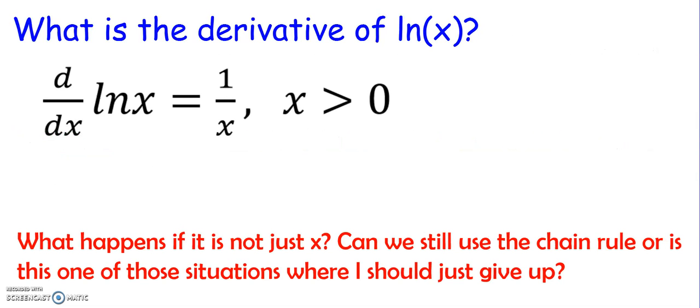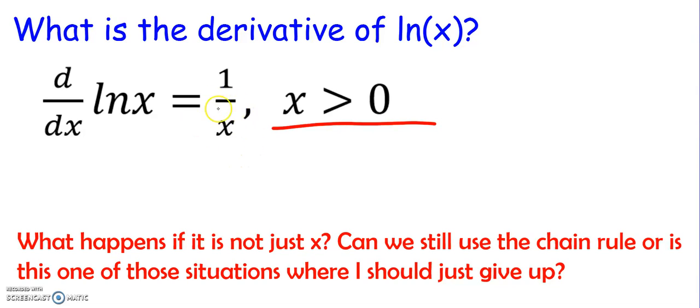Okay, what is the derivative of the natural log of x? Well, the derivative of the natural log of x is just going to be 1 over x when x is greater than 0. Why do we care about x being greater than 0? Excellent question. Think back to our logs unit, and we know that the domain of the natural log of x is x greater than 0. So that has to carry through into the derivative.